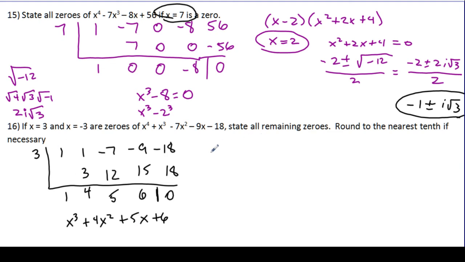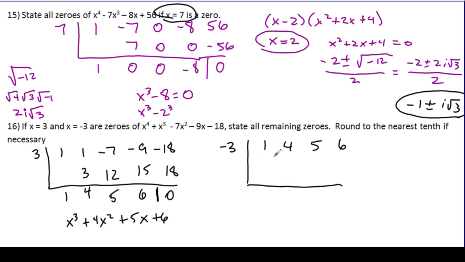So I'm going to come over here and I'm going to do the same thing. I'm going to use this other 0. If -3 is a 0, I can divide away that 0. Okay, and here's where I'm at. I'm going to put the numbers from this new expression, 1, 4, 5, and 6. And I'm going to do another synthetic division and try to make this expression even smaller and simpler and easier to factor.